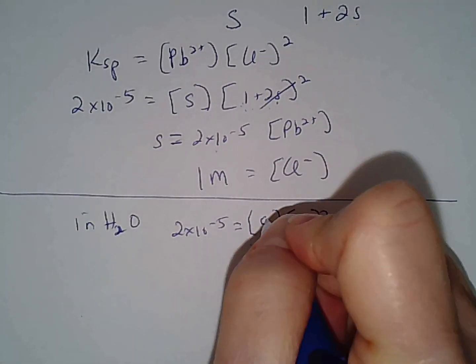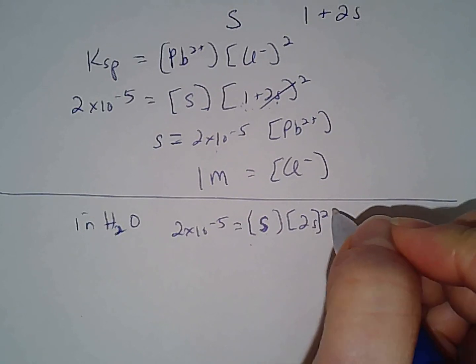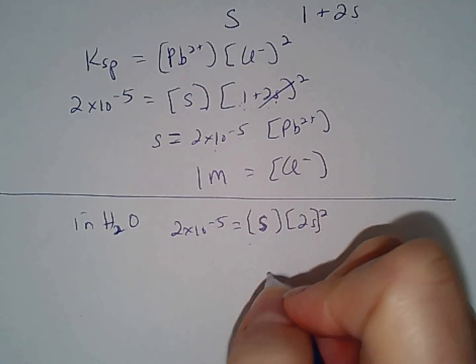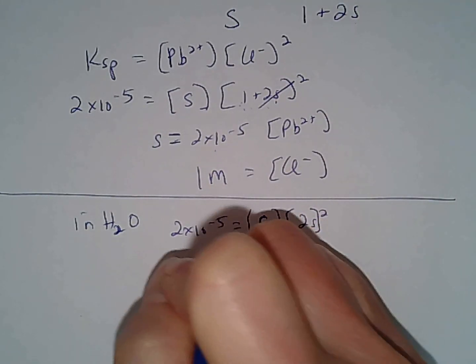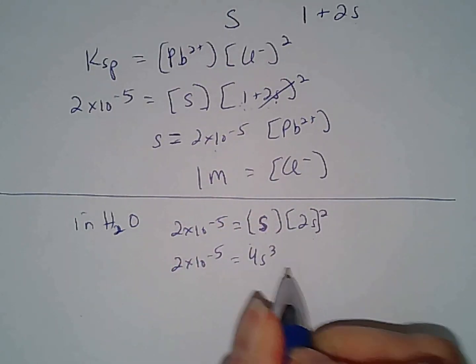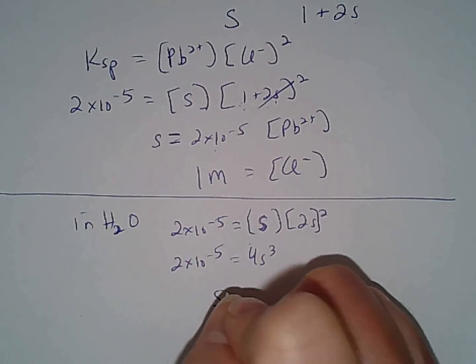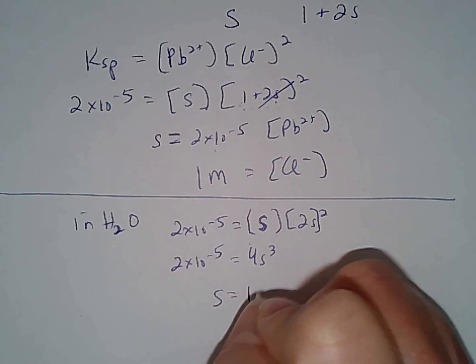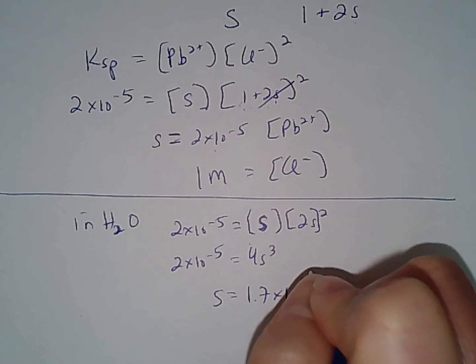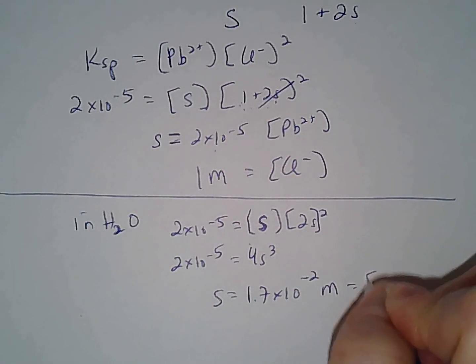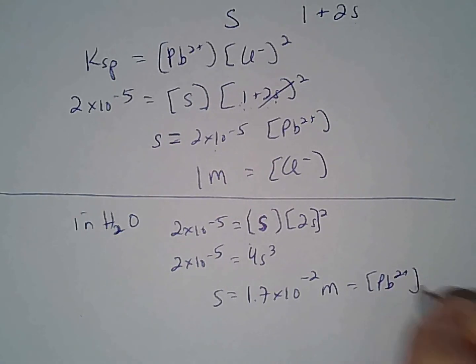So I have an S and a 2S, and that 2S is going to be squared. So this is going to be, again, a 4S cubed kind of situation. So you're going to divide both sides by 4 and take the cube root. S comes out to be about 1.7 times 10 to the negative second molarity. That's going to be your lead ion concentration.